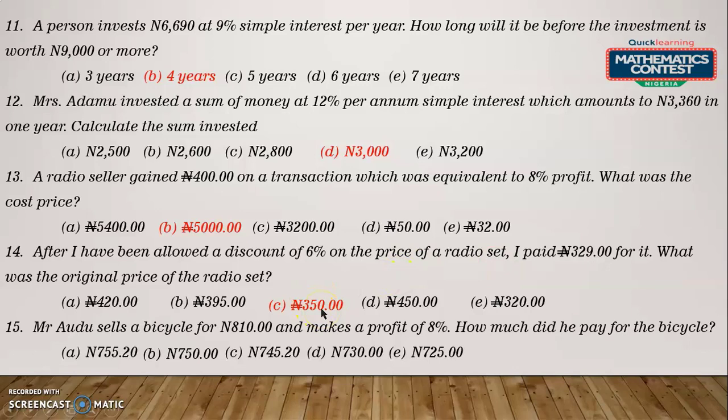The last one: Mr. Adamu sells the bicycle for 810 naira and makes a profit of 8%. How much did he pay for the bicycle? Number 15 happens to be the same method as number 13, so the answer is 750.